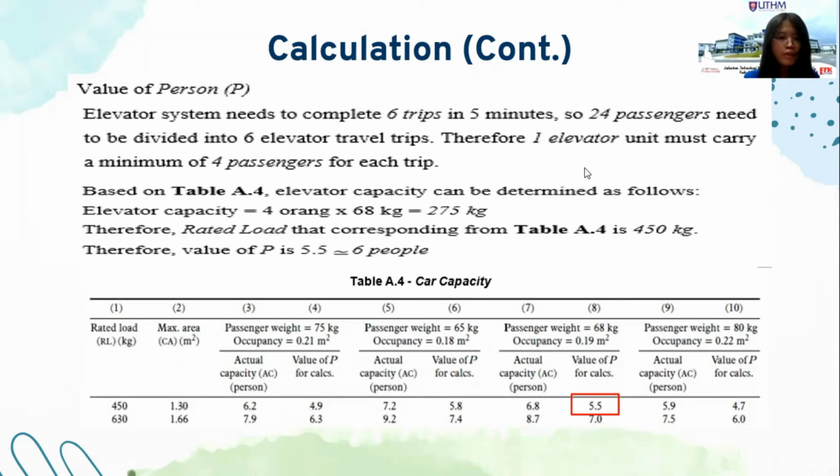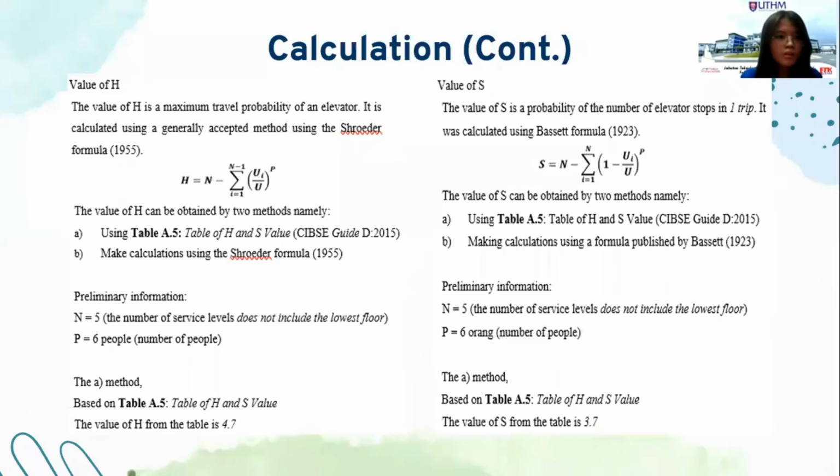Based on table 8.4, elevator capacity can be determined as follows. Elevator capacity is 4 times 68 kg, equal to 275 kg. Therefore, the rated load corresponding from table 8.4 is 450 kg, which has a value of people of 5.5, that is 6 people. For the values of H and S, we use table 8.5, which gives 4.7 for H and 3.7 for S in the next table.